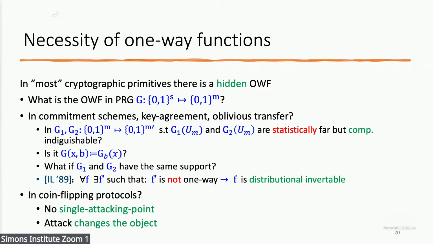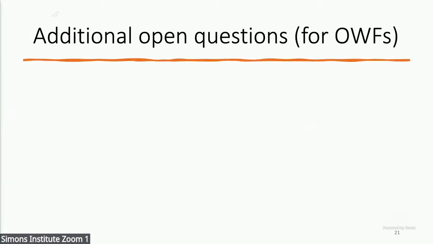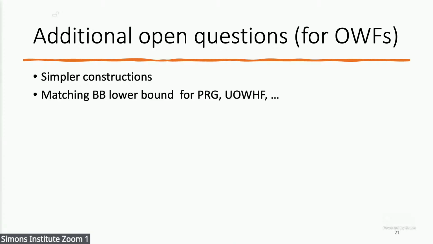And there's a second problem. When you attack the object, the distribution of the execution changes. When it changes, it's not clear they can still invert the function. So what I'm trying to say is that the necessity of a one-way function, even though it looks trivial at first look for many primitives, is very far from being trivial, and it's a fascinating area for research. Still open questions. Good. Additional open question for one-way functions: simpler construction, matching black box lower bound.